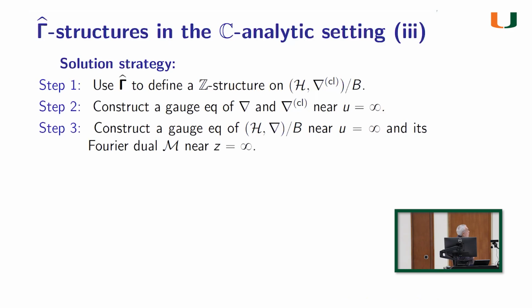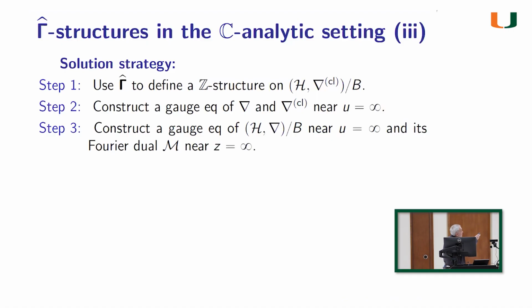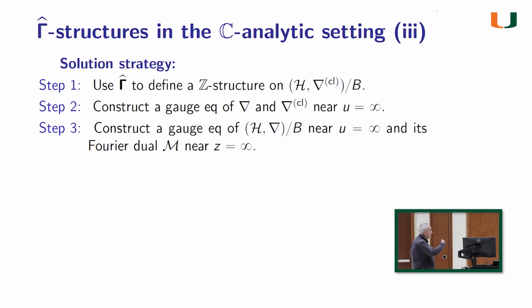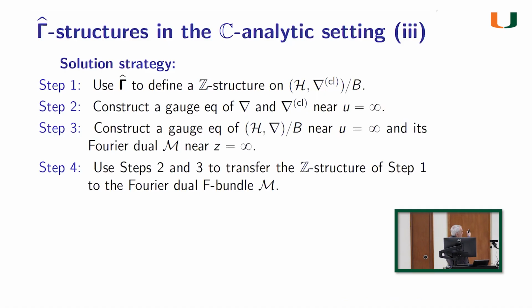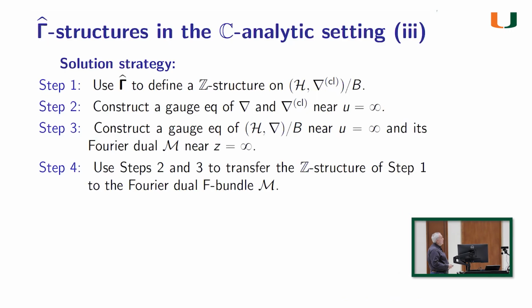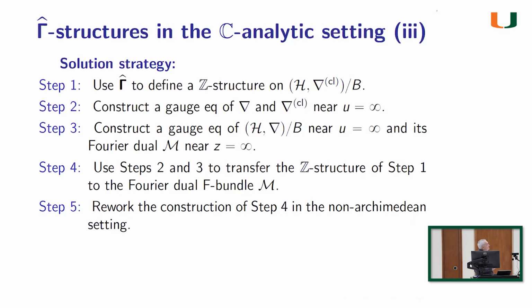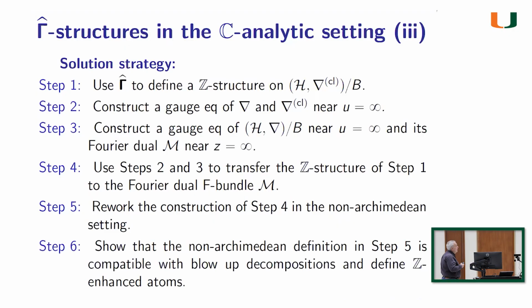So there are two gauge equivalences which allow you to take the Fourier dual module near infinity and think about it as the classical limit of the quantum D module. And because we'll have the gamma-corrected Z structure on the classical limit, then we'll get something near infinity on the Fourier dual guy. So we transfer the Z structure from step 1 to the Fourier dual guy. And of course, we want to do this in the non-Archimedean setting, which requires some work.